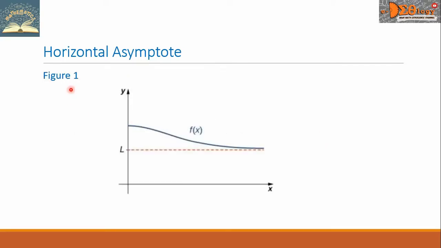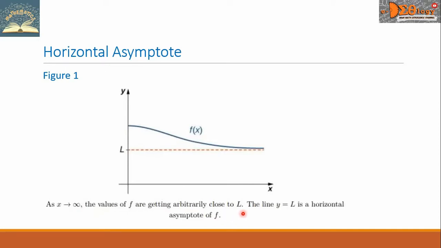Let us see this figure 1. We have the graph of f of x. As x approaches positive infinity, the values of f are getting arbitrarily close to capital L. The line y equals L is a horizontal asymptote of f.